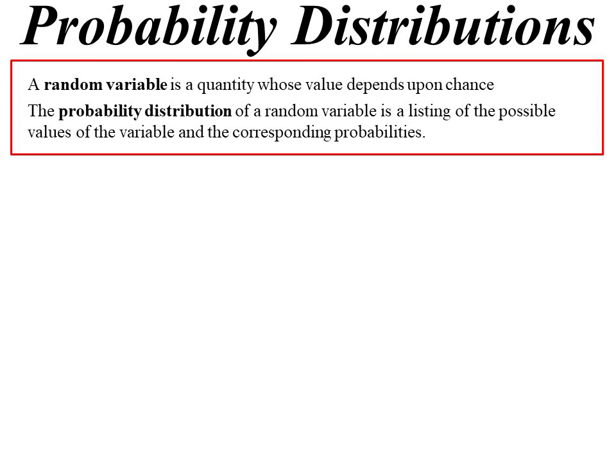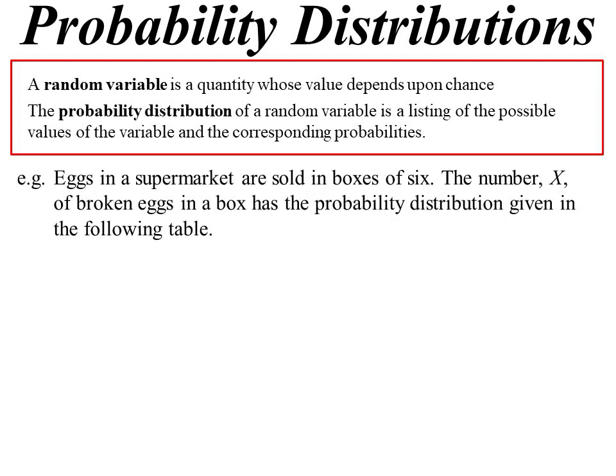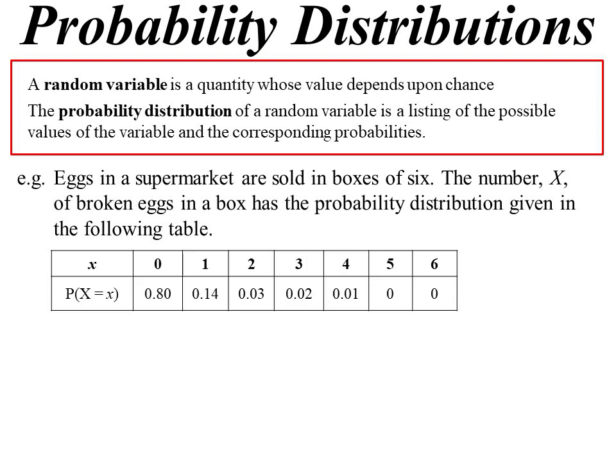And then we have the probability distribution, where we list all the possible values of that random variable. Now, simple little example. Eggs in a supermarket sold in boxes of 6. The number X of broken eggs, so X is going to be our random variable, has a probability distribution given by this. We never get a box with all eggs broken or 5 eggs broken. Is that realistic? Yeah, I suppose. That is our probability distribution.